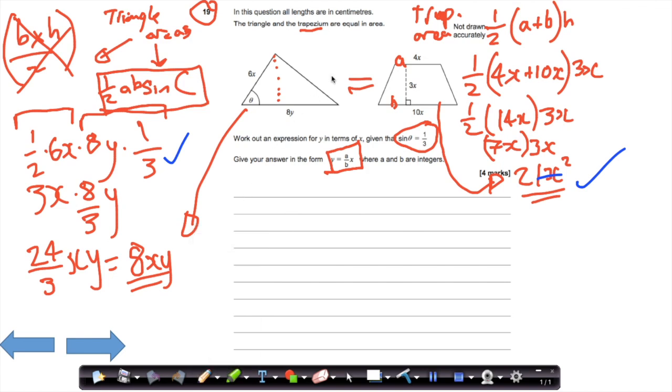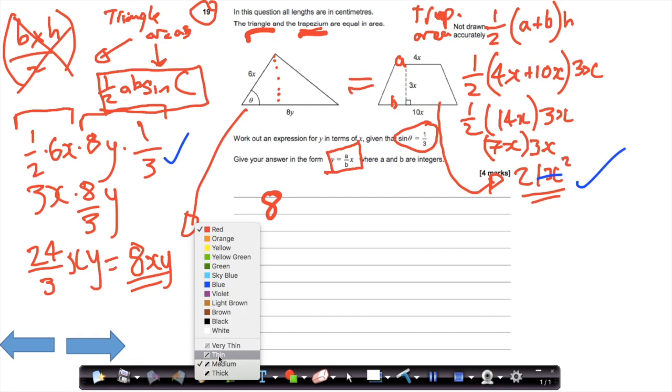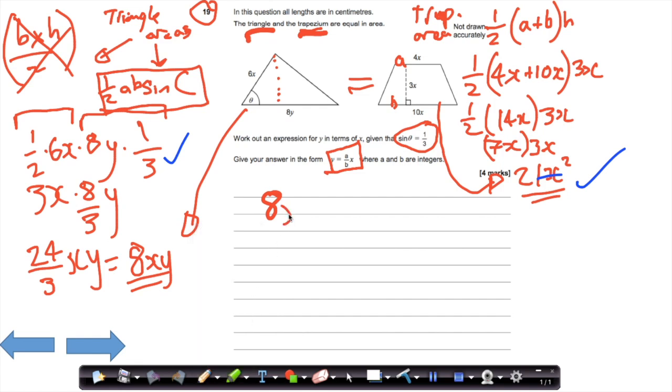So if we now think about the triangle and the trapezium areas being equal, well, if they're equal, we can set them equal to each other, just like we said earlier. So we have 8xy, which is our area of a triangle, and our 21x squared, which is our area of the trapezium, and we set them equal to each other because we know the areas are equal. So the area of one is equal to the area of the other.